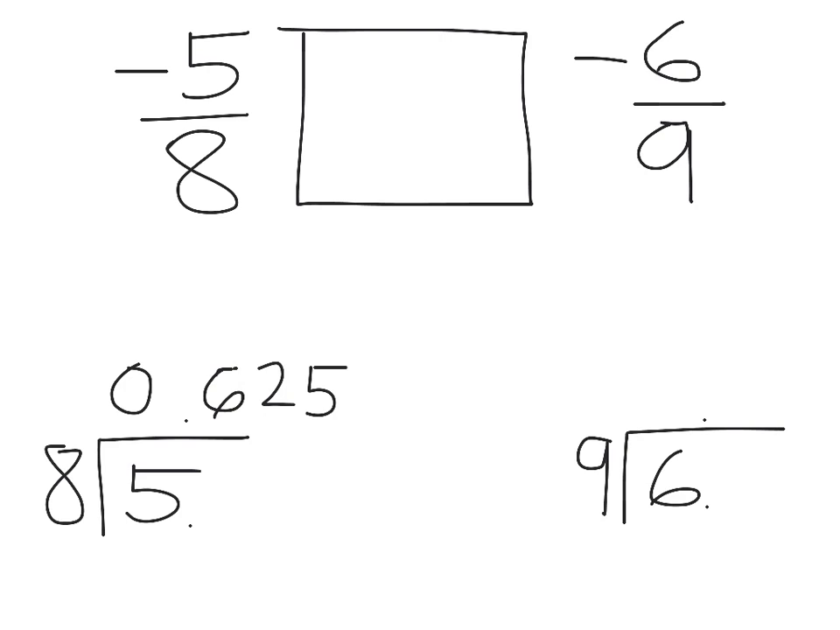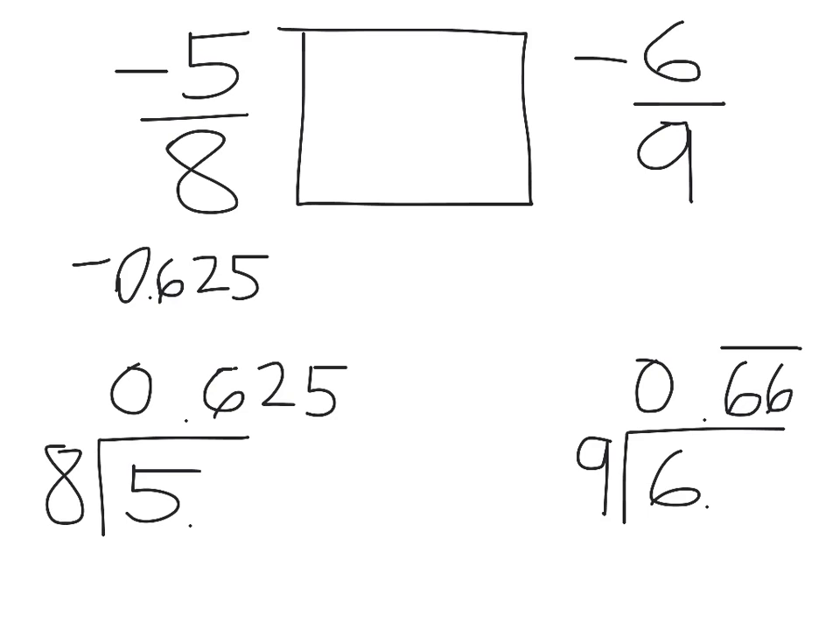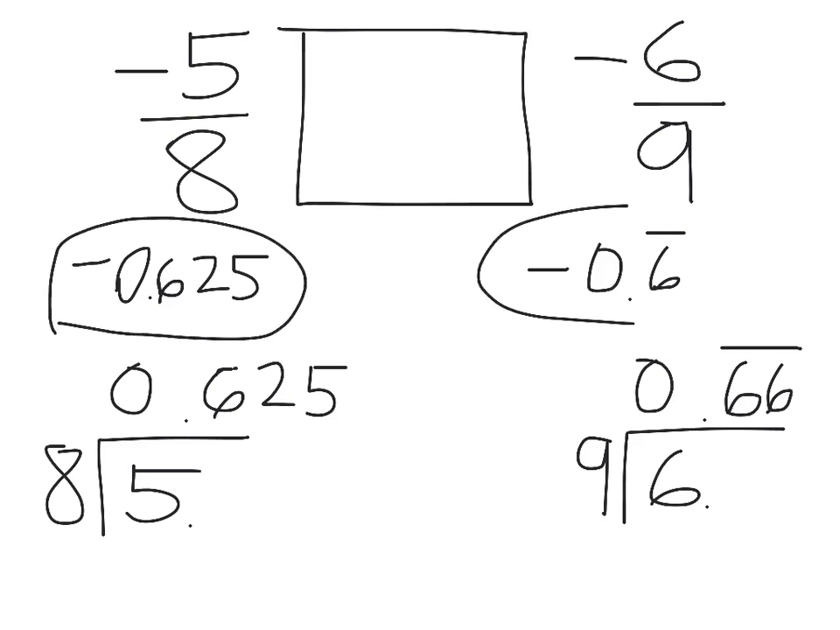Now, the other one, 9 dividing into 6. Notice I'm not writing the negatives down here when I divide. I'm going to keep those in my answers here. So this ends up being negative 0.625. And then down here, as I divide this one, I end up with this number repeating over and over. So what it ends up being, 9 goes into 6, 0.66, and it goes on forever. So what I would write down is just 0.6 with a repeating bar. This one over here is terminating. This one here is repeating.